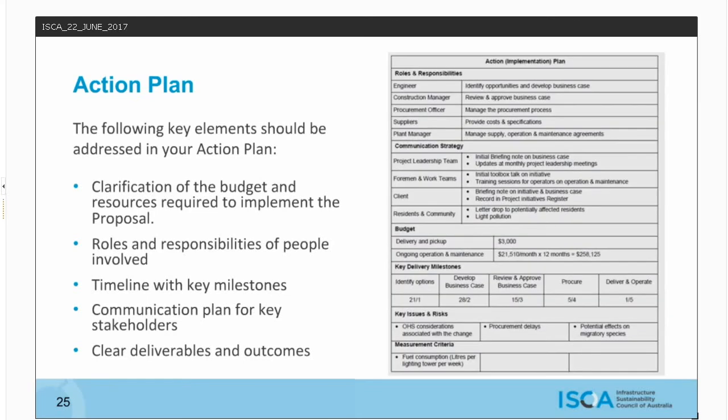The action plan, an example of which we have here and presented in the guide on page 28, should provide enough detail to instill confidence in the decision makers that the proposed investment has been appropriately considered and that the presented estimates are within an acceptable degree of accuracy.